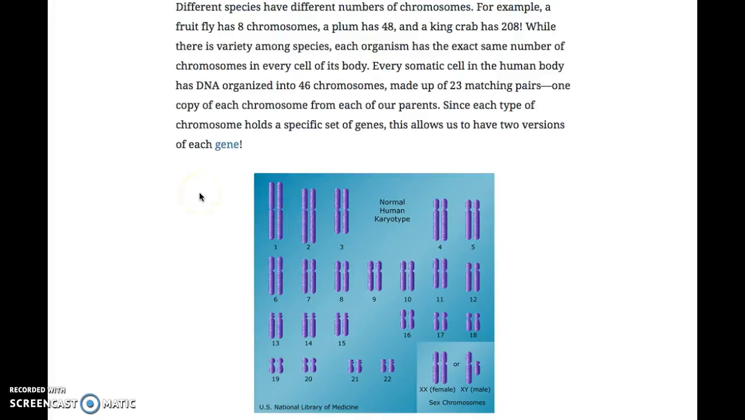You get 1 set from your mom, 1 set from your dad. So if your mom happens to have blonde hair, and your dad happens to have brown hair, you're going to have both of those genes. If your dad has blue eyes, and your mom has brown eyes, that's going to be over here. You have 2 versions of each gene, and you may pass either of those versions to your children.